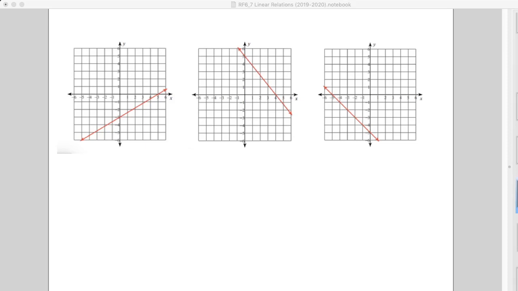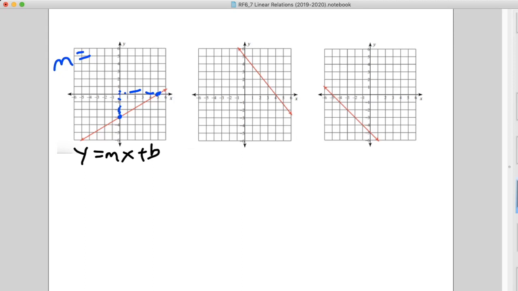For these 3 examples, I'm going to continue to use slope-intercept form. So for this one on the left, we've got y is equal to mx plus b. We're going to identify what our slope is. So let's pick 2 lattice points. I'm going to use this one here, and this one over here. To go from this point up to that point, we're going to need to go 3 up and then 5 to the right. That means that our slope is 3 over 5.